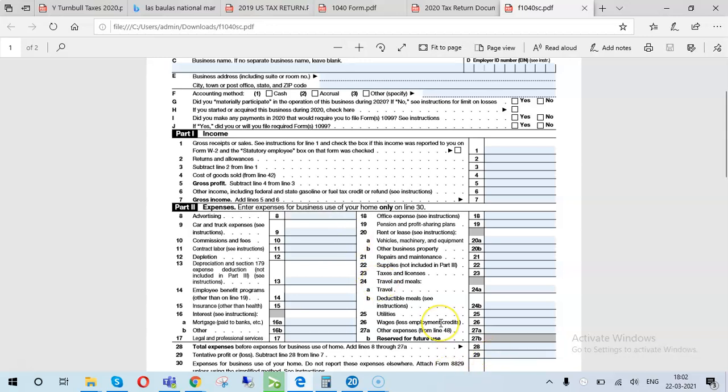For line 20, rent or lease, like 20a vehicle, machinery, equipment or other business property. If you rent your vehicle, machinery, or if you are the owner of a restaurant and you rent your restaurant equipment or office premises, then you need to include all this. Now coming to interest expenses in line 16a, if the interest is paid for mortgage purposes, then you have to mention it here, and if it is other than mortgage, then mention it in 16b.